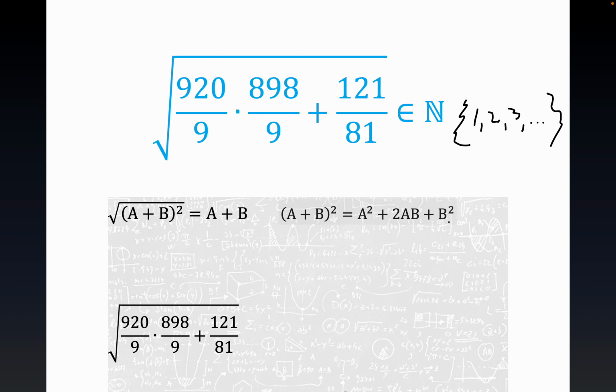And so, for example, b squared is discernible right here. So 121 over 81 is equal to b squared. That would tell you that b has to equal the square root of 121 over 81. So b would be what? 11 over 9.